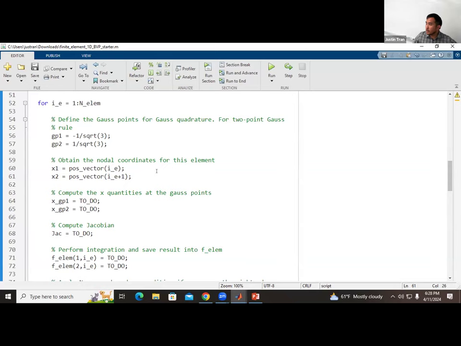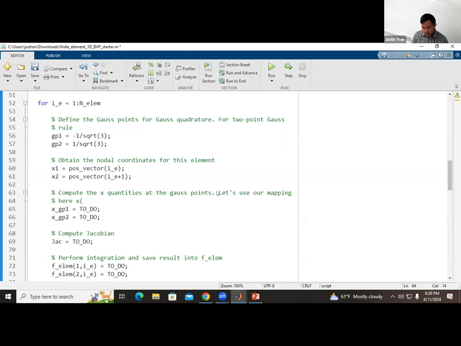Good. Okay, next thing we need to do is compute the x quantities at the Gauss points. So this is where we're going to use the mapping, x of xi. If you look back at the first example that we did today, one of the first things that we did was use the mapping: x of xi is equal to N1 of xi times x1 plus N2 of xi times x2. In order to perform an integral, we need to compute the x coordinates at the Gauss points. So let me make another comment here.